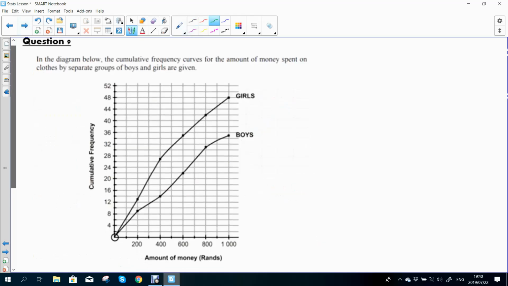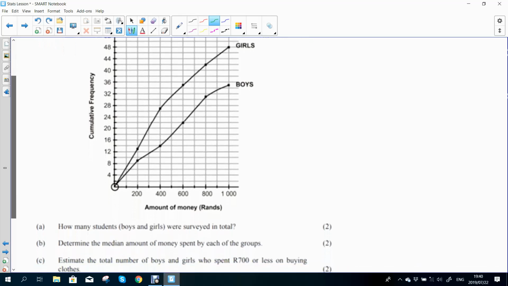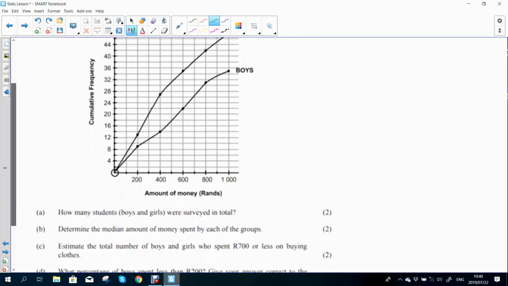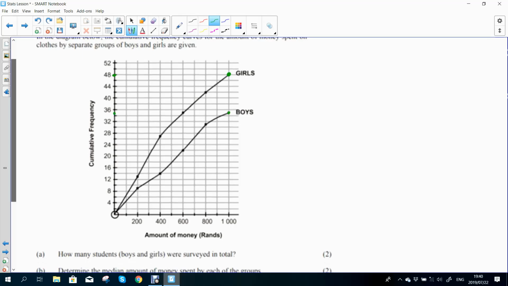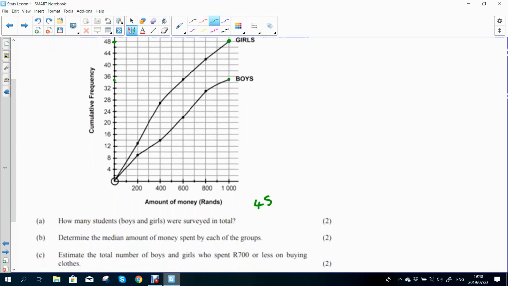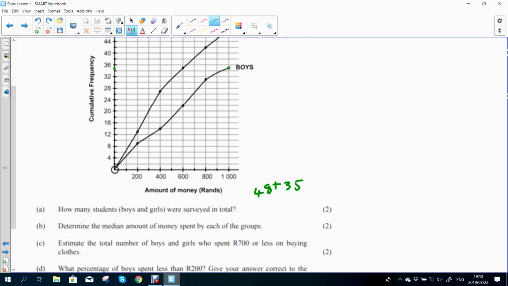Question 9 says, in the diagram below, the cumulative frequency curves are given for boys and girls. How many students, boys and girls, were surveyed in total? Okay, so let's check out the girls. The girls, that's 48. The boys, that looks like 37 more or less. Okay, so we're going to say that's 48 plus 35. Let's just check that one again. Yeah, it's 33, 34, 35, 36. So that's 48 plus 35, and that gives me a total of 83 people.